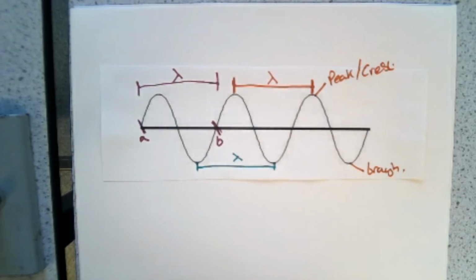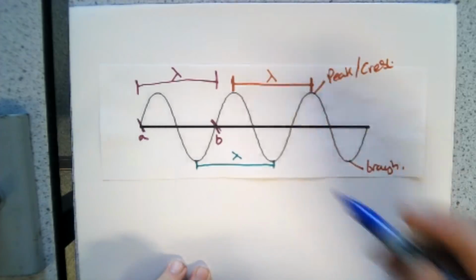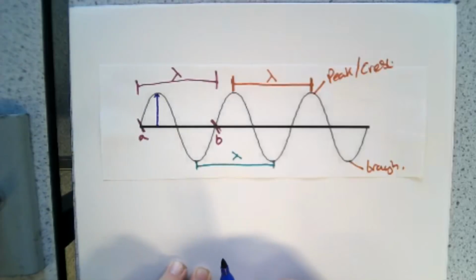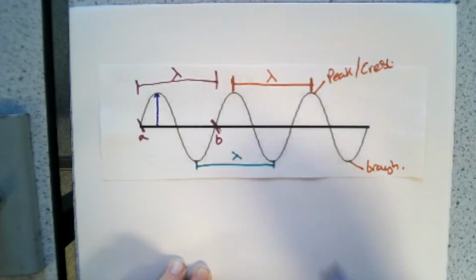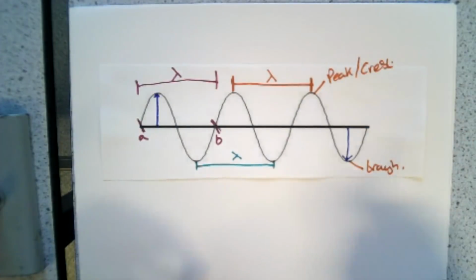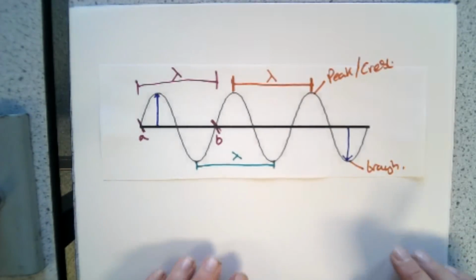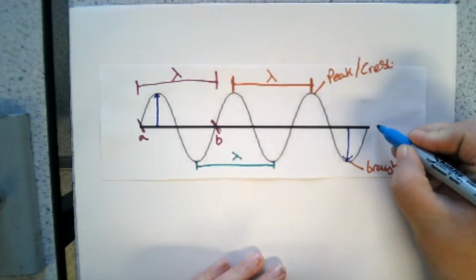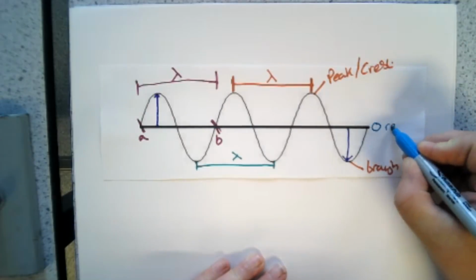And then the other thing that we need to be able to add to this is the amplitude. The amplitude is the distance from the center line to the top of a peak or crest, or the center line to the bottom of a trough. Those are where our amplitudes are. What's really important is that we need to be able to explain what those words mean. So if I look at this diagram and this center line here, I'm going to put a 0 on it, or I'm going to use the word rest.